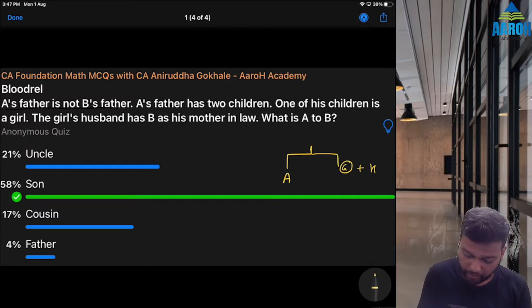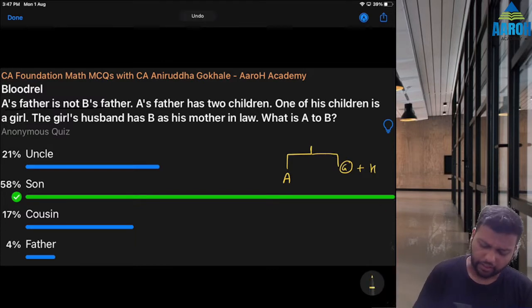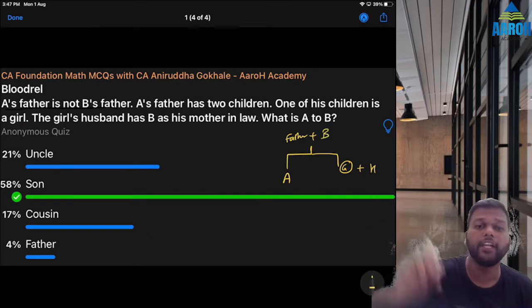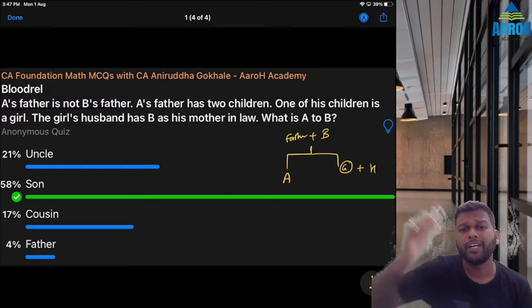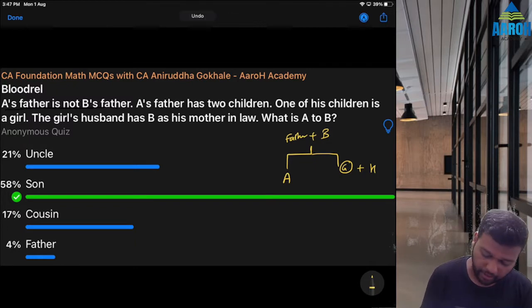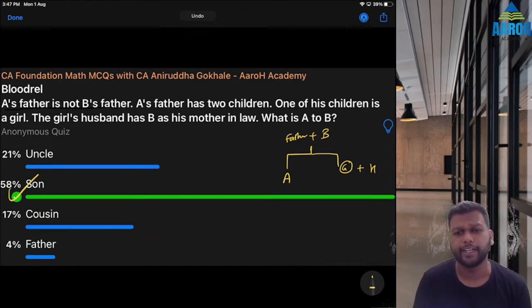Mother-in-law means what? This girl's mother. Mother-in-law is what? Wife's or husband's mother, right? That means there is a father here and the mother is B. Why? Because they are saying the girl's husband has B as his mother-in-law, right? So what is A to B? So A is B's son, or the answer can be daughter also if we assume A is the girl. But it is not in the options, so let's say son is the correct answer for now.